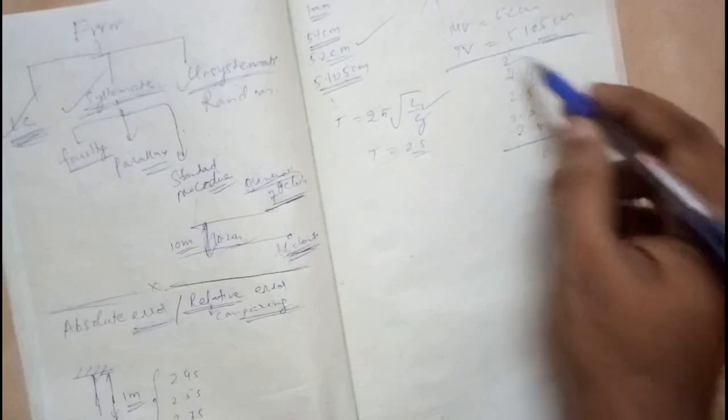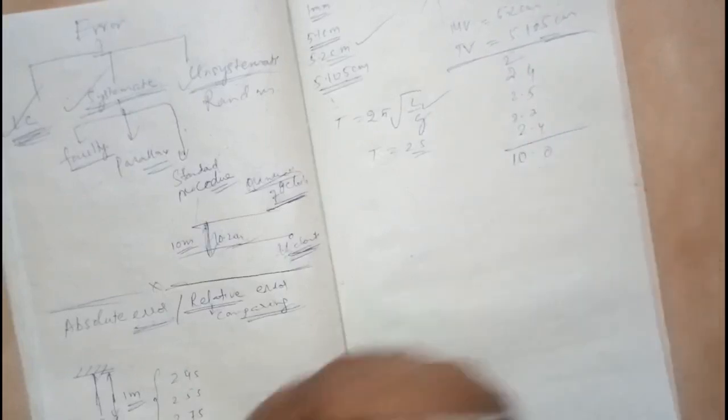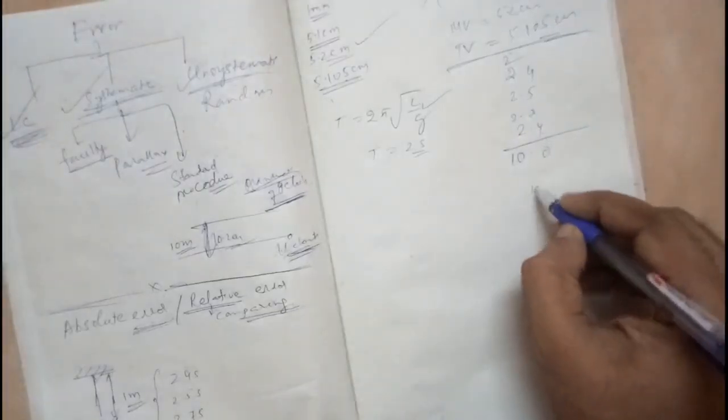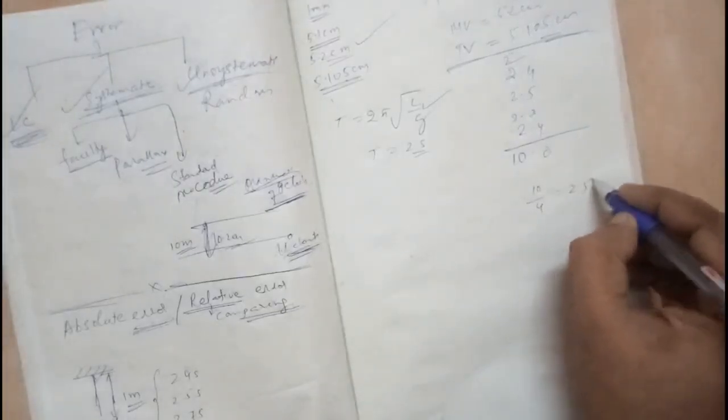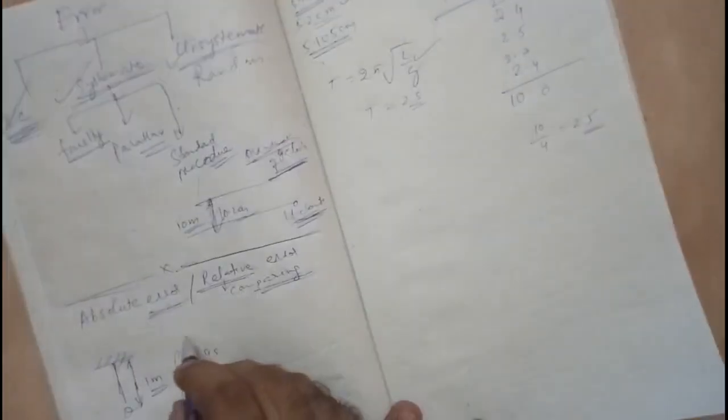1, 2, 3, 4, 5. So it is 10. So total is 10. So 4 observations you have done. So the average will be 10 by 4. It is 2.5. So these are the measured values. Okay.